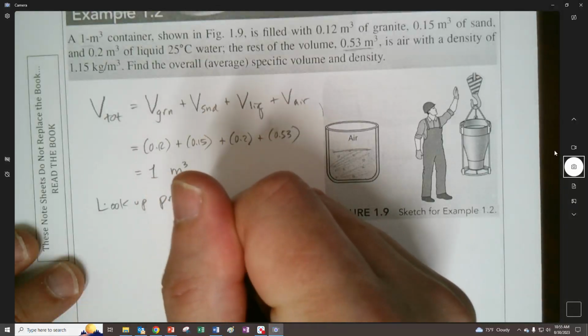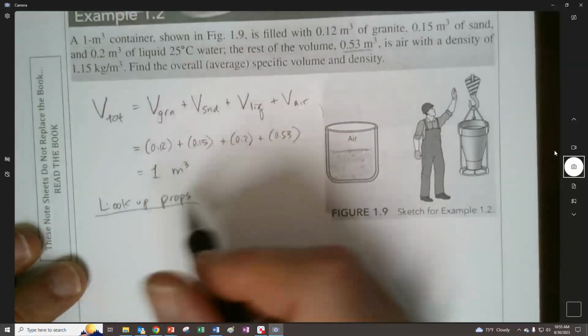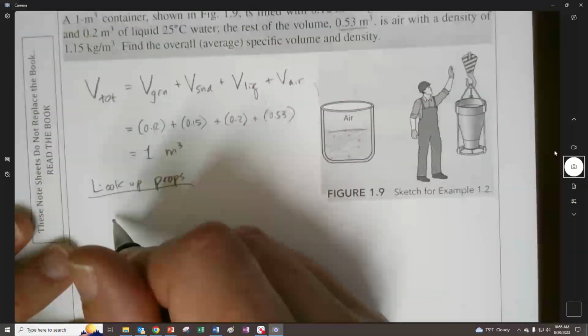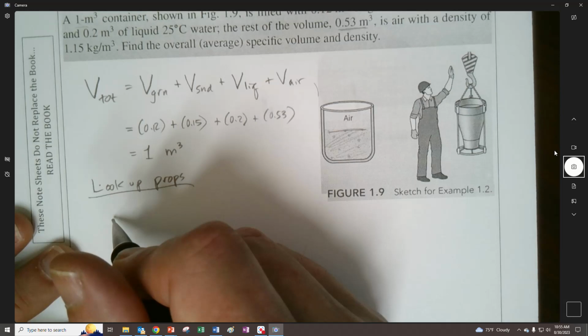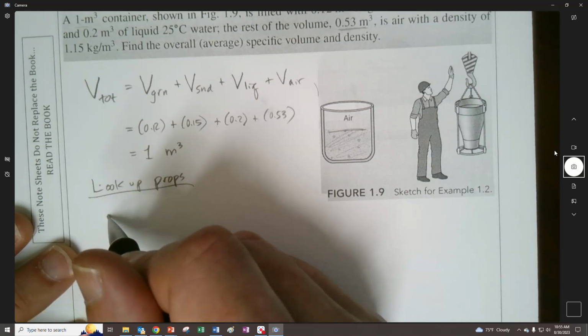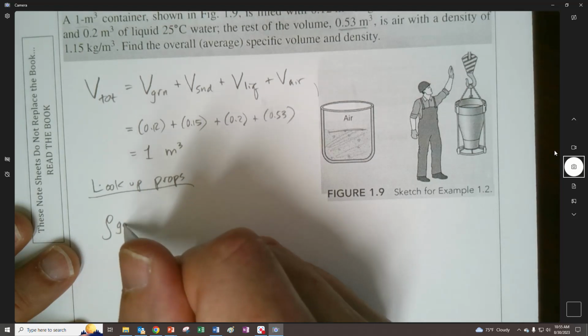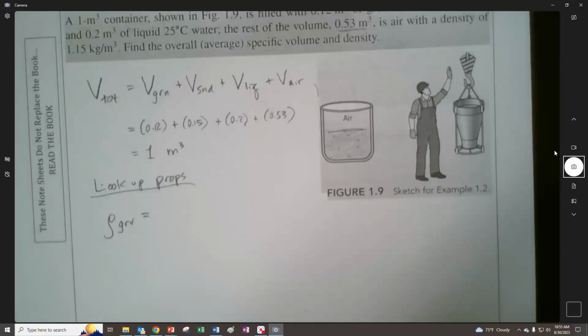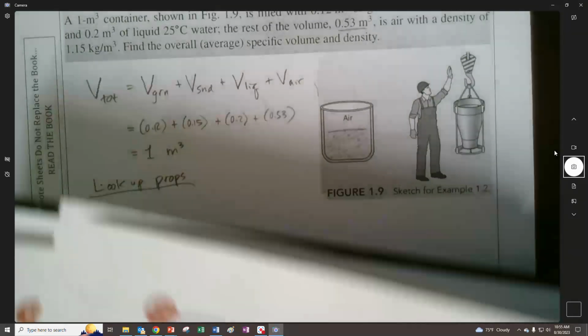So anyway, getting ready to this, let's look up props. See, I saved myself a little bit of time calling it props instead of properties. They gave us the density of gravel, right? Did they give us the density of gravel? How do you look up the density of gravel? Let's look for it. So, gravel, look up the density. It should be in A.3.